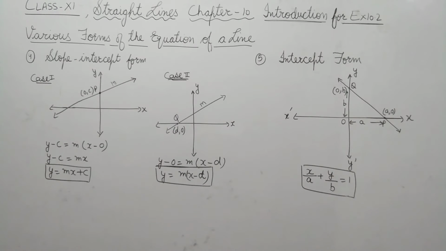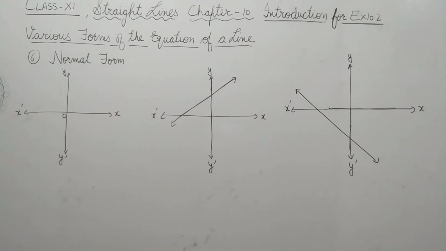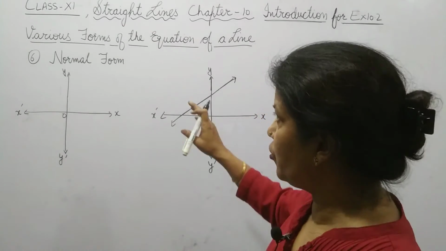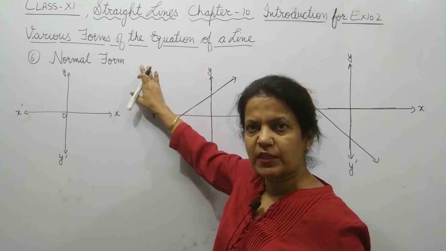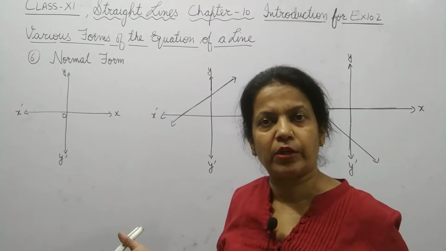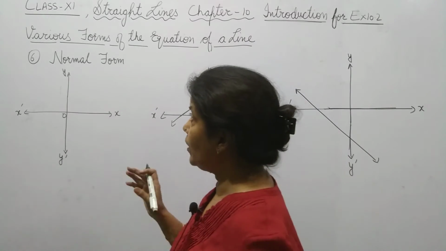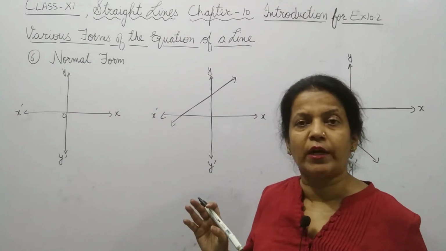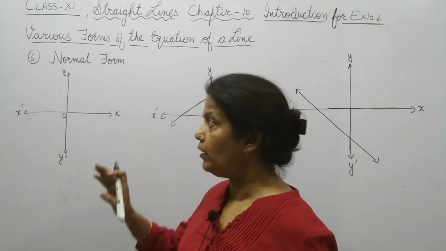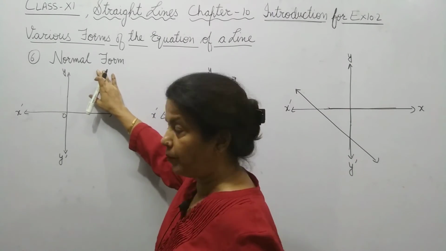Next form of equation of line. As the name suggests, normal form. Next case is normal form. Normal form means it is related to 90 degrees. So we need two conditions to find the equation of a line which is in the normal form.